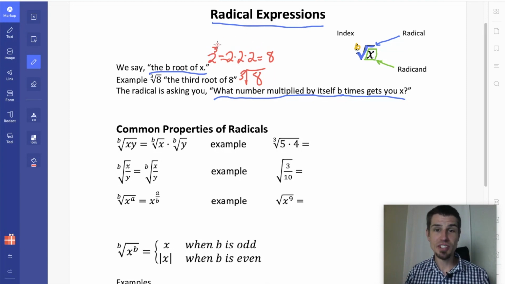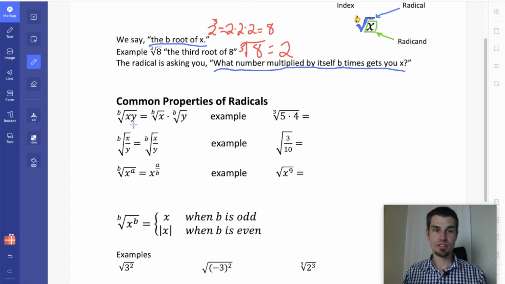And we'll come back to why this exponential form is so important later when we talk about simplifying it. But we really need to key in on this idea. We know that 2 times itself 3 times gets us 8. Therefore, the cubed root of 8, or the third root of 8, is equal to 2. So now let's take a look at some of the common properties of radicals that we deal with.